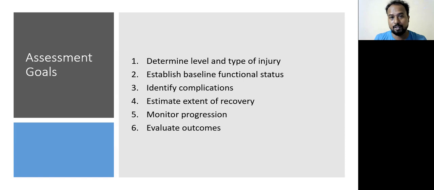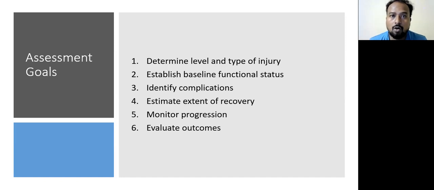So we really have to identify if some complication has already developed, we need to look for it, or we also have to evaluate the likelihood that the patient may develop complications such as pressure sores or contractures or orthostatic hypotension, and so on.